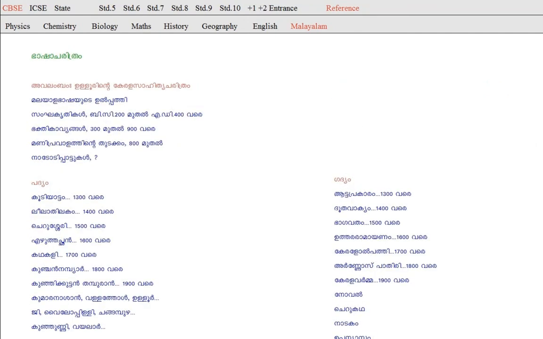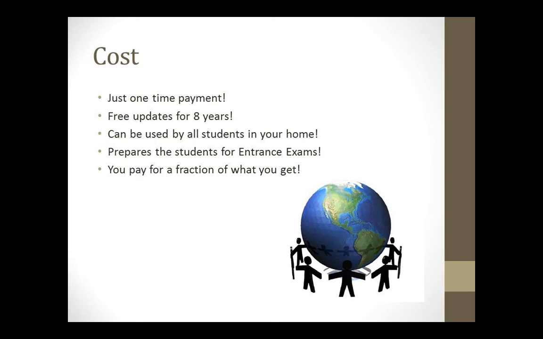That's it, and I think you have a very good idea about how EasyLab is going to help your children in their curriculum. The best of all is its cost, because you just have a one-time payment and there are free updates for 8 years. And it can be used by all students in your home. That means your own son, daughter, your sister or brother's children. Anybody and everybody can use it. And it prepares the students for entrance exams, and you pay a fraction of what you get.